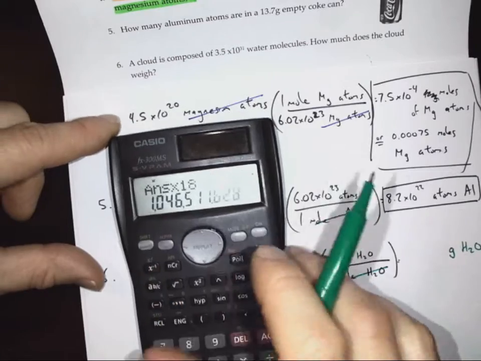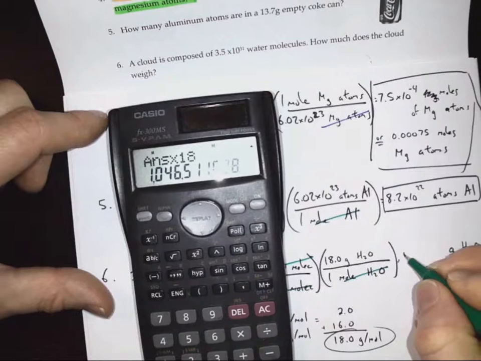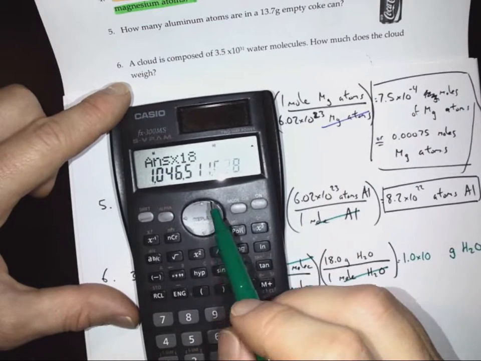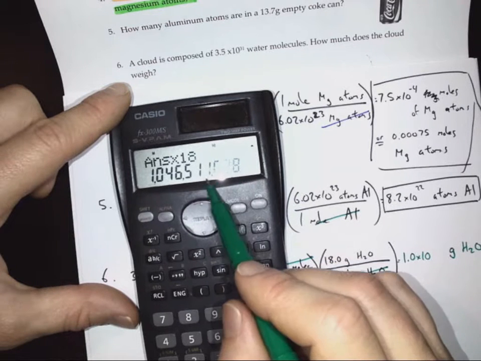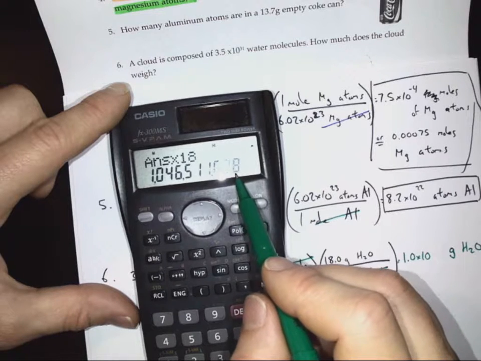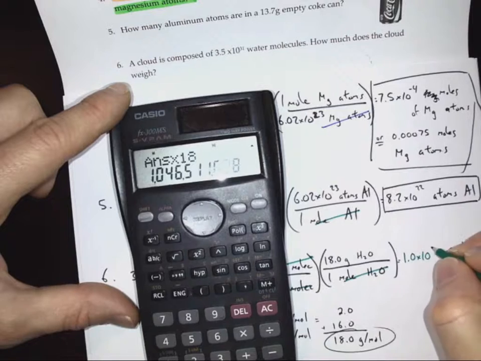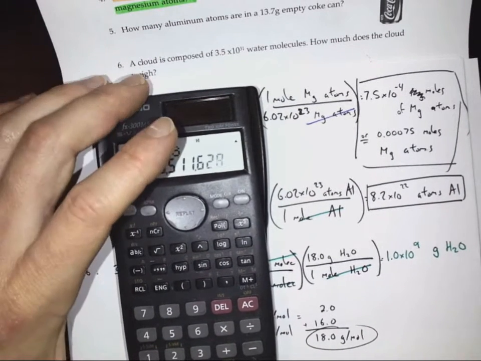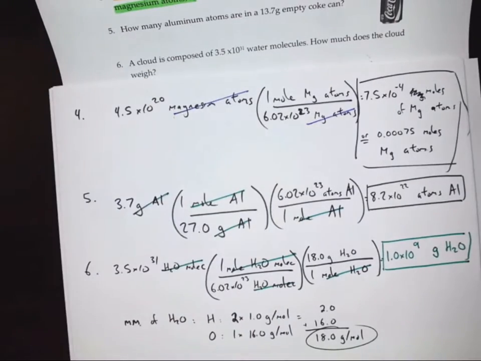Of course, I want to round that to 2 sig figs, so the only way to do that is to say it's 1.0 times 10 to the power of, oh, you know what, I missed that decimal place. That looks like it's 1,000,000 tons, not 1,000 tons. Anyhow, 1, 2, 3, 4, 5, 6, 7, 8, 9. So 1.0 times 10 to the 9 grams of water. That's my answer expressed to 2 significant figures. That's a heavy cloud.